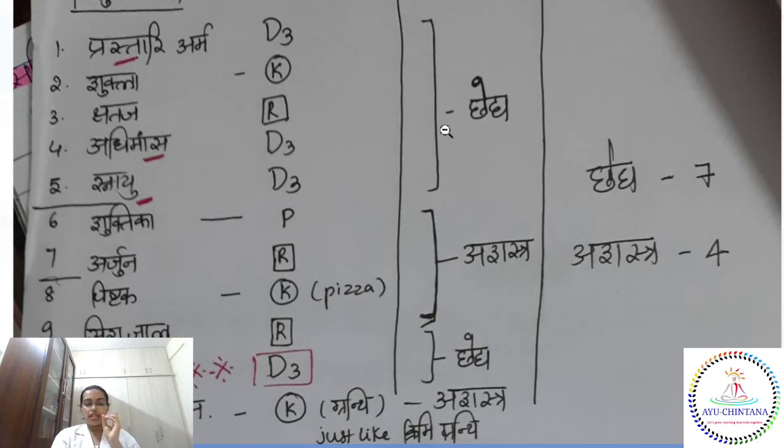Shuktika, Arjuna, Pishtaka and Balasa Grathita. These 4 are Ashastrakrita. Rest all, that is the 5 types of Arma plus the 2 group.